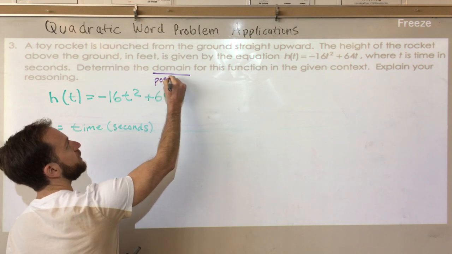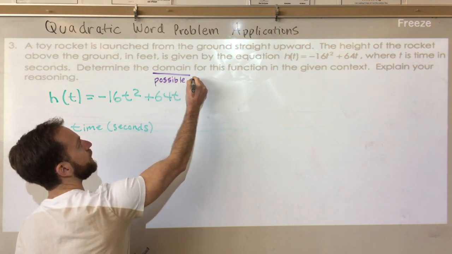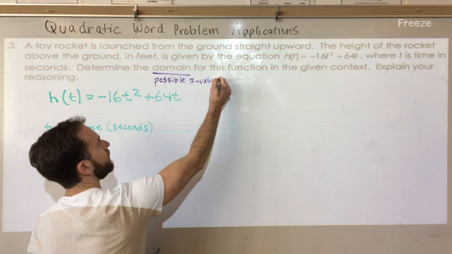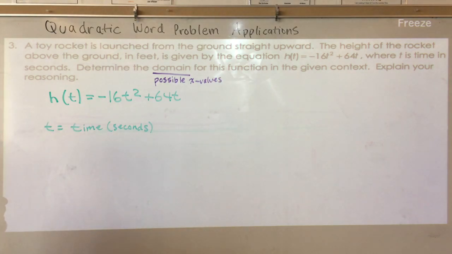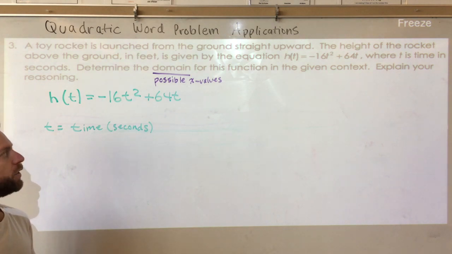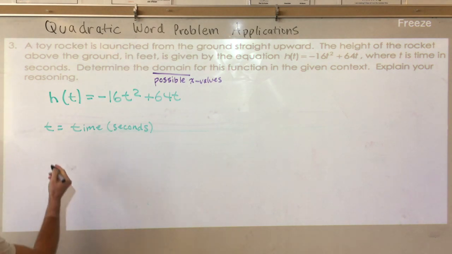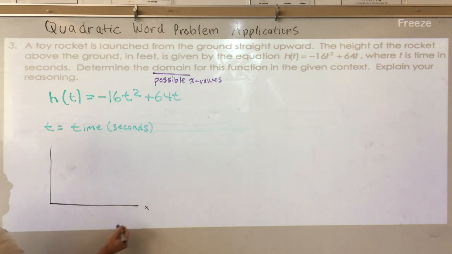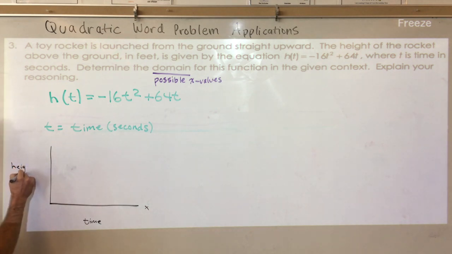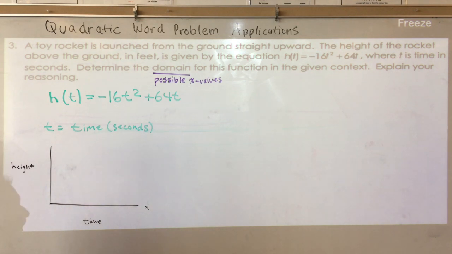So possible x values for this equation. So what we want to do is think, how is this going to look? If we were just to quickly sketch this, we know a couple things about this graph. Remember, this is our x-axis, this is our t in this case, time, and here we're looking at the height, because we want to know the height of the rocket, h. And we know a couple of things already.